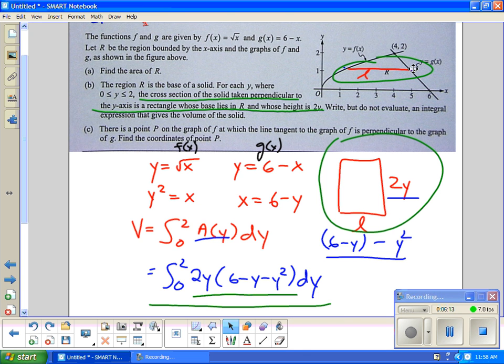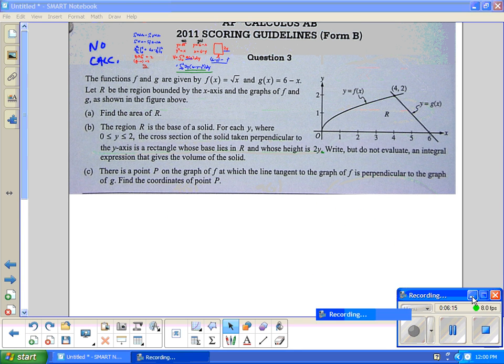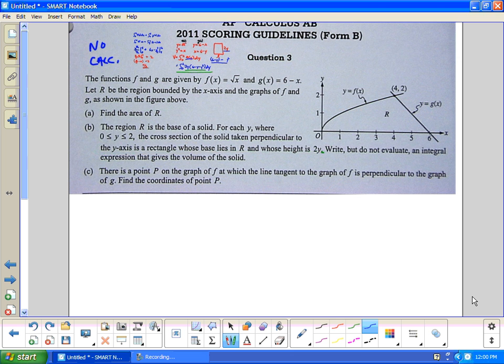All right, let's pause this and get part C ready. There's a point P on the graph of f at which the line tangent to the graph of f is perpendicular to the graph of g. How about that for a multiple, right? Find the coordinates of point P.